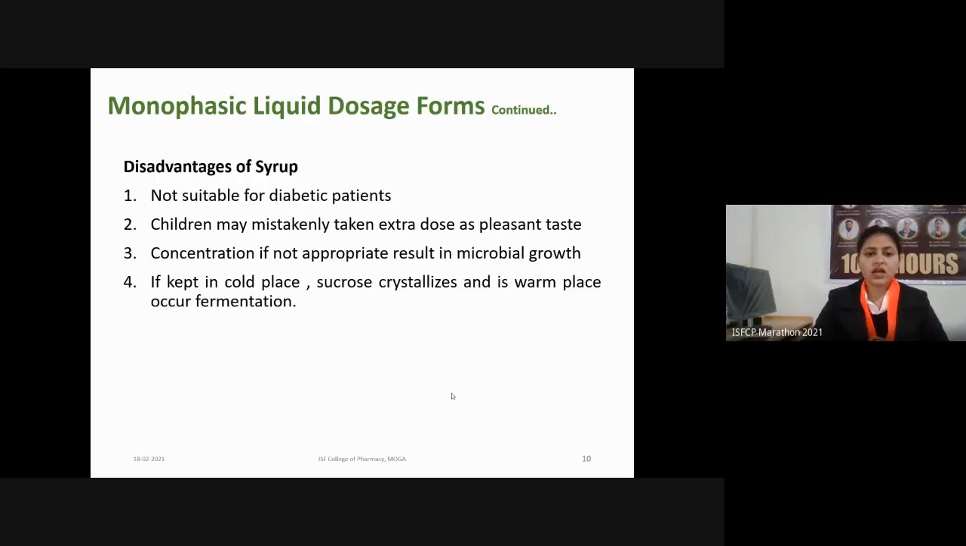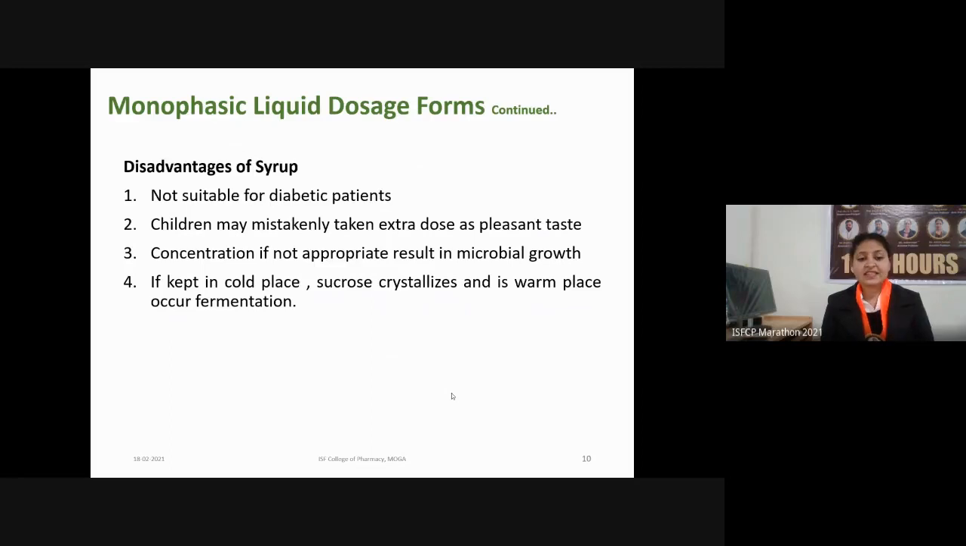Now, there are some disadvantages of the syrup. The first disadvantage of the syrup is that it is not suitable for diabetic patients, because the syrup has 66.7% sucrose in it. It means it has a high percentage of sugar. So if a patient is diabetic, it is not recommended for them to take a syrup.